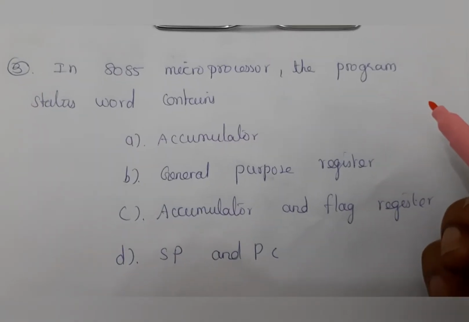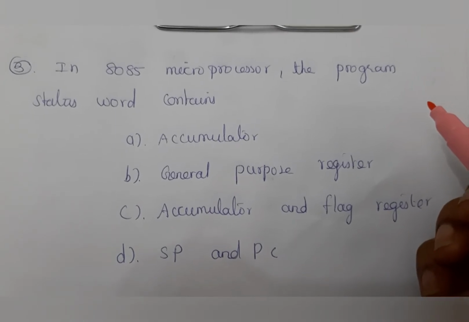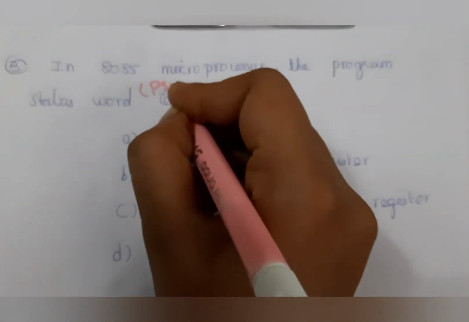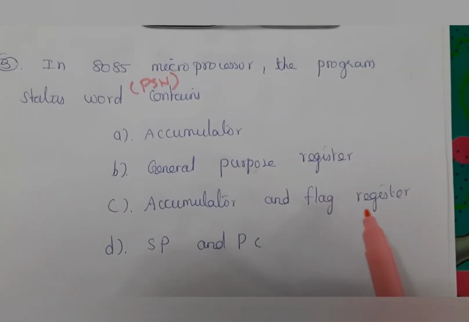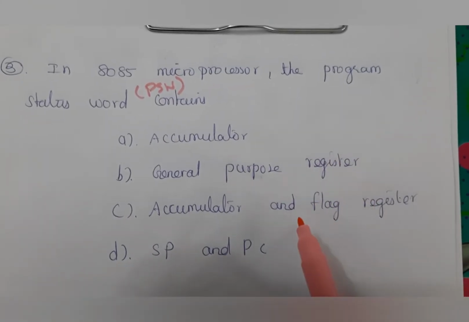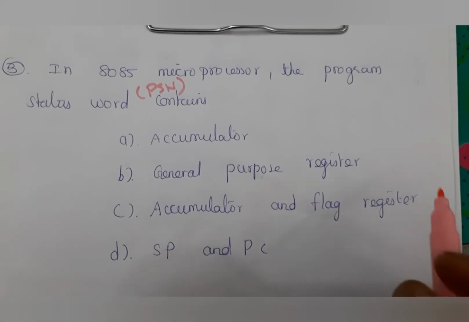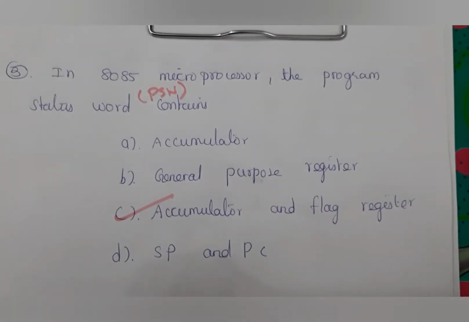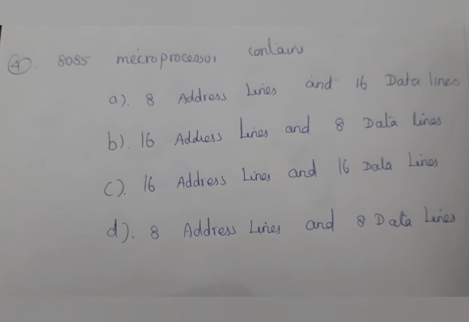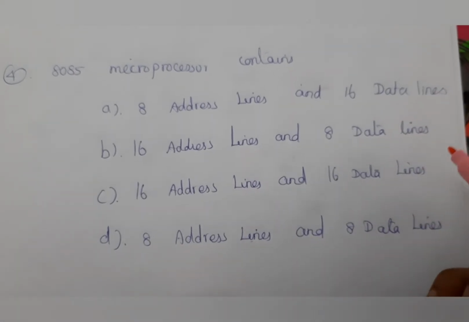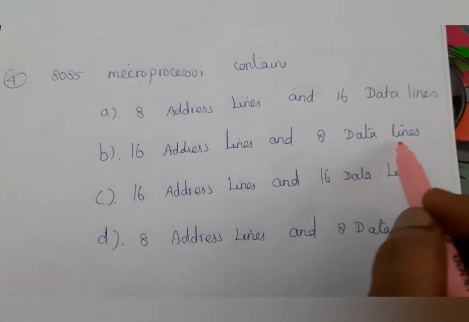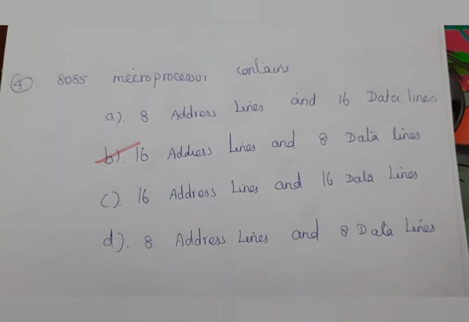Third question, in 8085 microprocessor, the program status word, that is PSW. PSW contains the accumulator and a flag register. So here the answer is C. And fourth question, 8085 microprocessor contains 8-bit data line and 16-bit address line. So 16 address lines and 8 data lines. So here the answer is B.